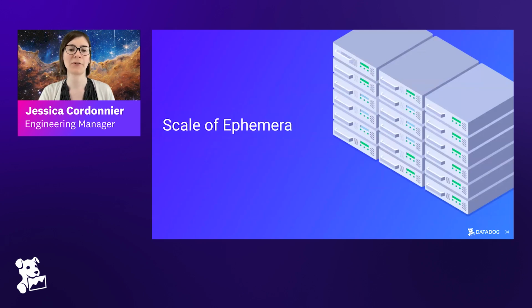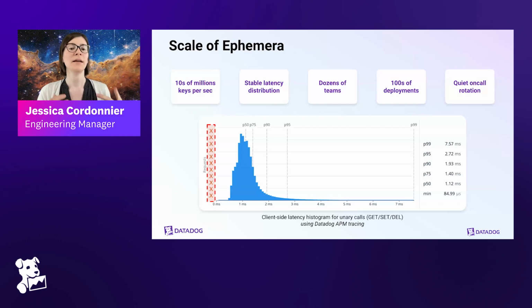So what scale can we reach with this, right? This is a fairly low set of guarantees. It's a very simple API. Is that really enough? And the answer for Datadog is yes. We have tens of millions of keys per second being requested across all of our caches. We have a very stable latency distribution, as you can see on this graph.